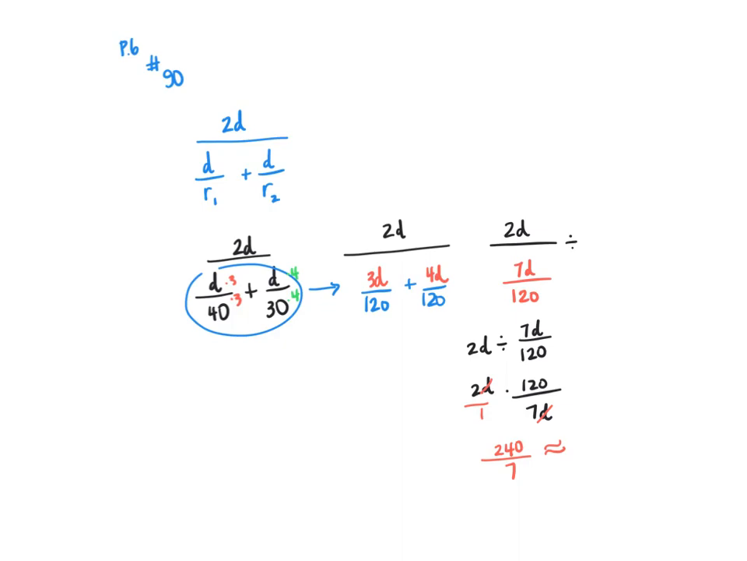And if you get an estimate there, it's going to be 34.2857 miles per hour. And so the question was basically asking, why is it not 35? So it's close, but that would be why it's not 35 miles per hour.